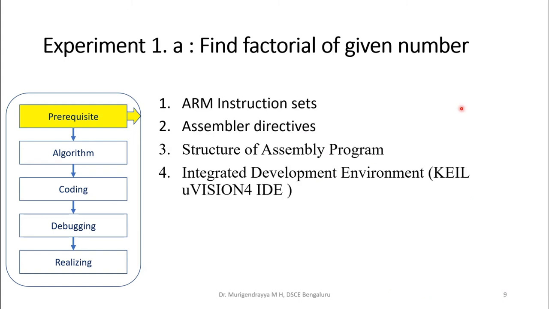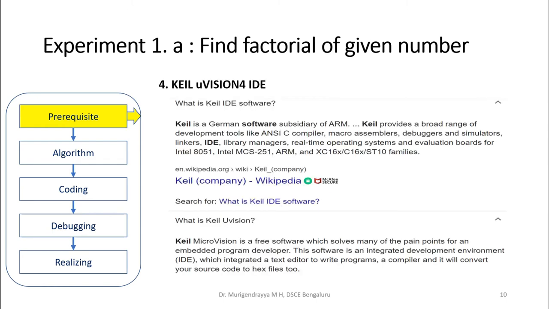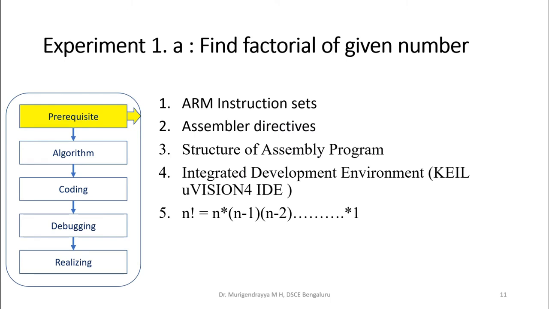To do this experiment, we should have knowledge of the IDE. Particularly in this experiment, we have used the Keil MicroVision IDE. This is a tool which is used to edit, compile, link, and debug the assembly code. The last very important point is that we should know the equation, how to find the factorial of the given number.